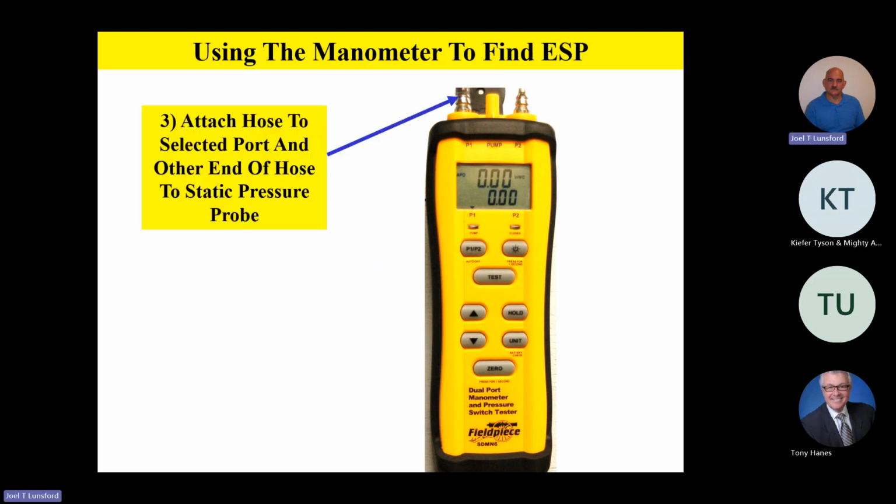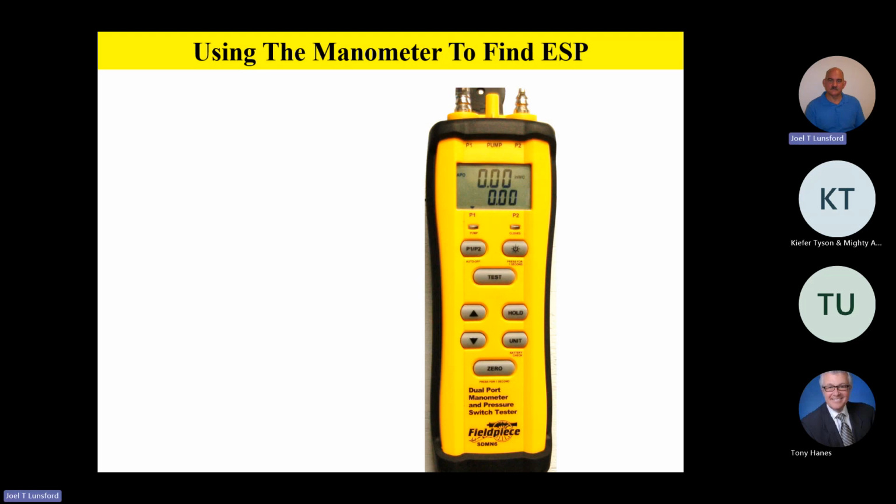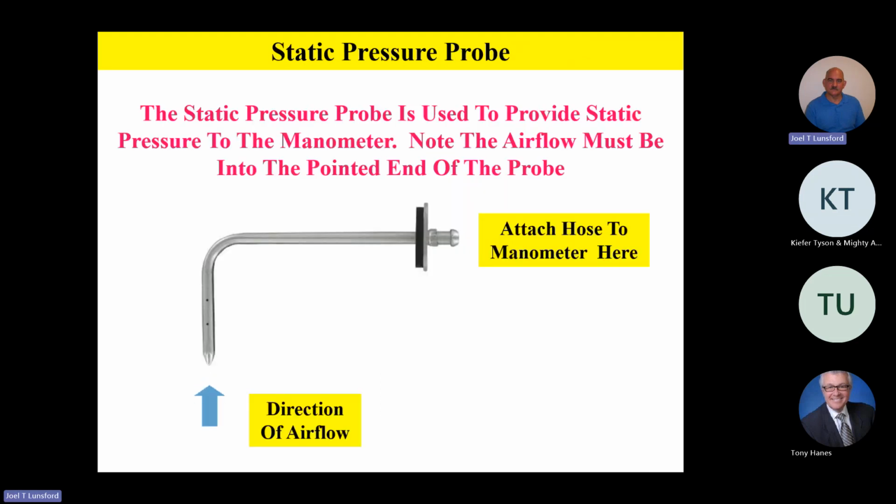And then you're going to attach a hose to the selected port. The other end of that hose is going to go to a static pressure probe. Now there's a special probe for doing static pressure. It's called a static pressure probe. One side is going to be attached to the meter. You're going to select what port you want. I happen to be on P1, or port 1, in the photo right here. Then I'm going to take the other end of that hose and attach it to the static pressure probe.